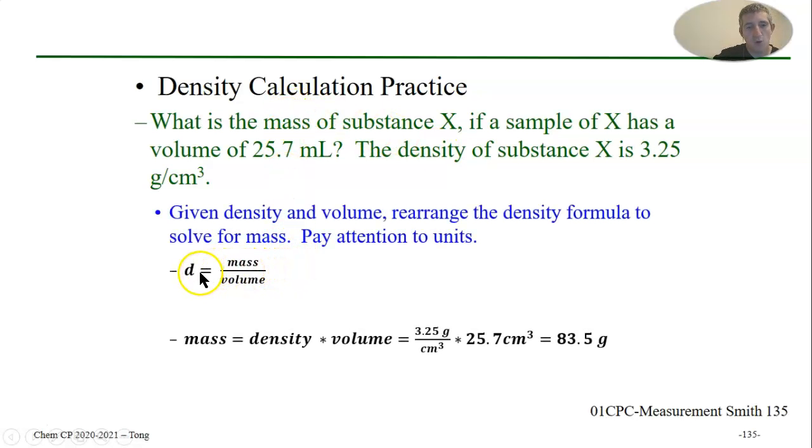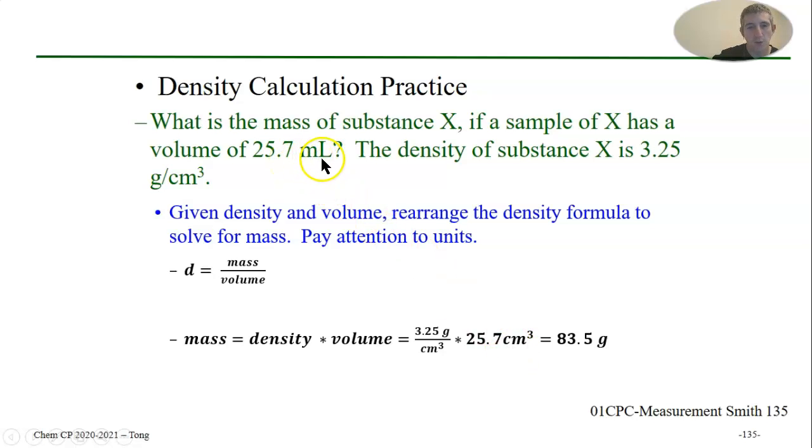And so if you have this equation, mass divided by volume, you can rearrange, in this case multiply both sides by volume and get mass by itself. Since volume is in the denominator, if you were to multiply both sides, density and mass divided by volume, the 2 volumes would cross out and you'd end up with density times volume, which is what you see here. And then it's a matter of just plugging in the numbers. And so here's density, the 3.25 grams per centimeter cubed that was given to you. Here's the volume, which is the 25.7.